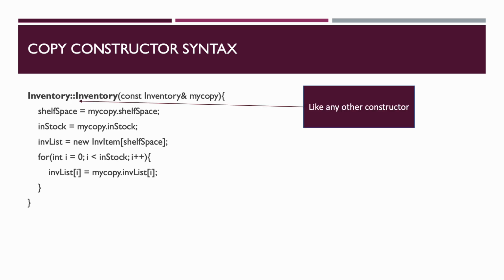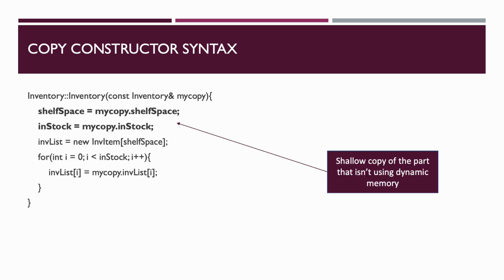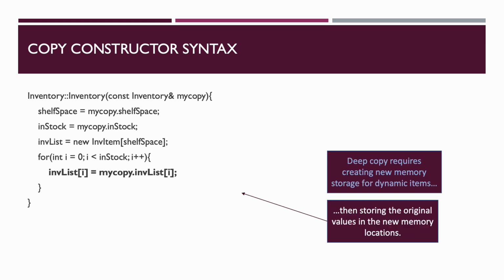So here, like any other constructor, this is the constructor. This is passed by reference, constant reference in this case. Shallow copy of the part that isn't using dynamic memory. Deep copy requires creating new memory storage for dynamic items, then storing the original values in the new memory locations.